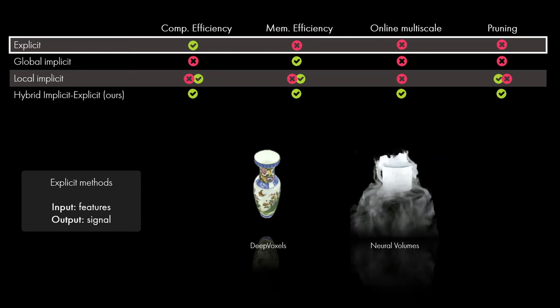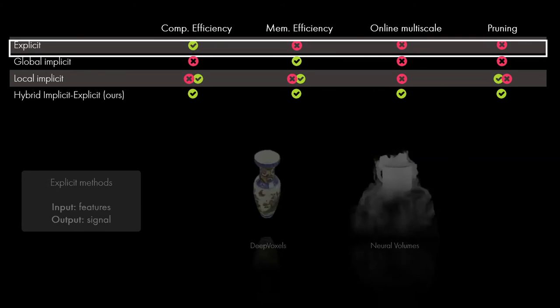And those are typically computationally efficient because you address the representation as a simple lookup through a table, but it's very memory inefficient for large scale because you need to explicitly store the grids.